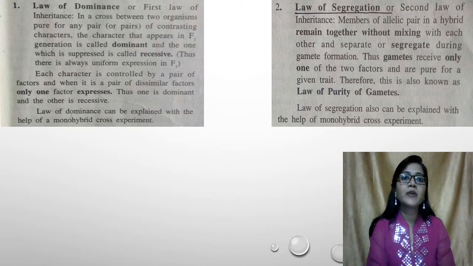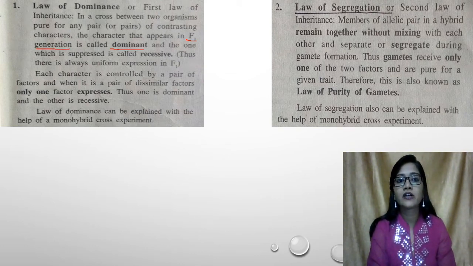The character that appears in the F1 generation is called dominant. So the character which he observed in the F1 generation, he stated as dominant. And the other which is suppressed is called recessive. In this law of dominance, he stated that the character which gets expressed in the F1 generation is called a dominant character, while the character which gets suppressed in the F1 generation is known as recessive.